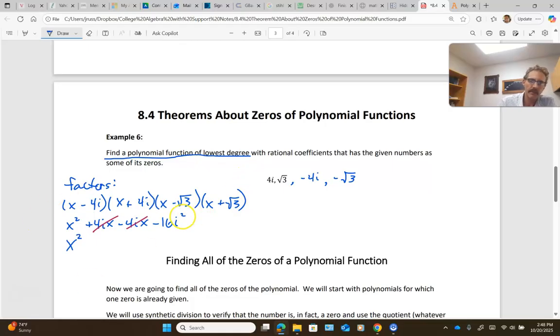Remember that, and I'll put this in the notes, i squared is equal to negative 1. Okay, so really, anytime you multiply a negative times i squared, it's like you're multiplying two negatives. So that's just going to become a positive 16. Okay. All right.